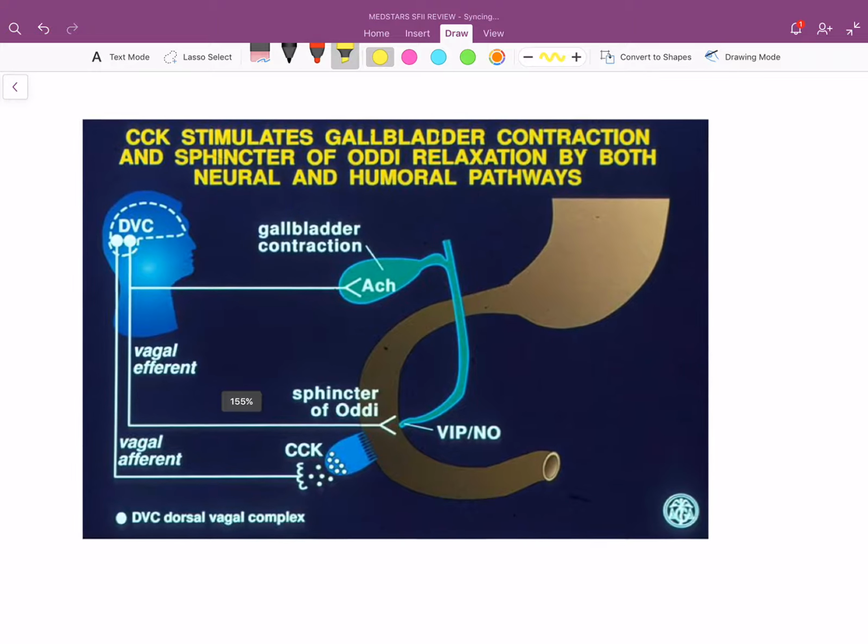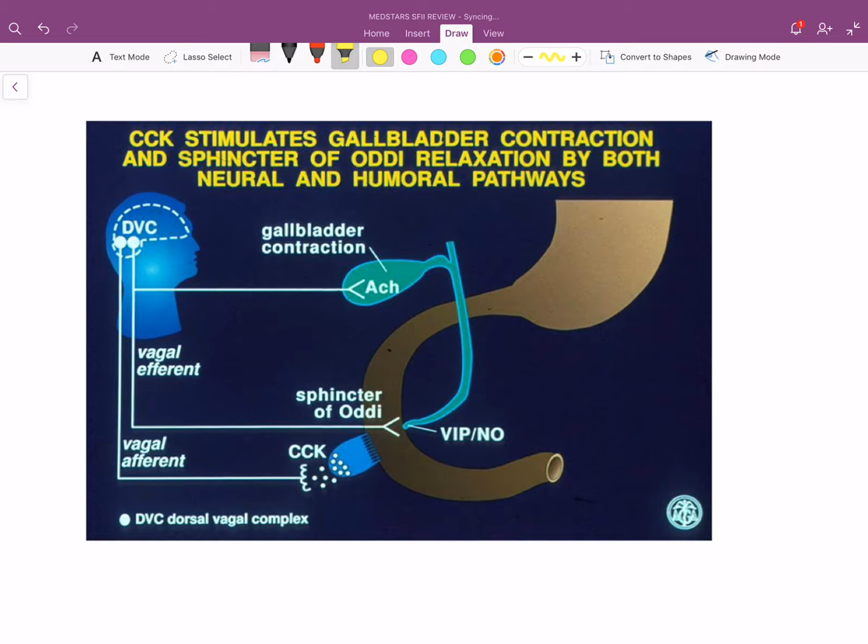So we talked about CCK, right? We kept saying that CCK causes the gallbladder to contract, and CCK causes the sphincter of Oddi to relax. How does it do that? It does that via the vagus nerve, right?